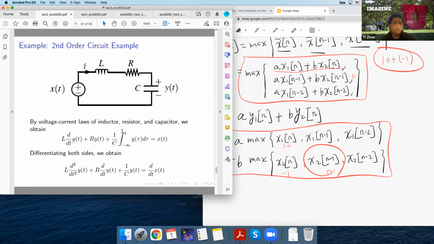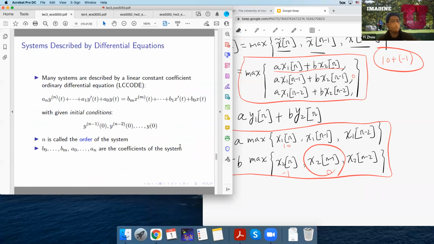And since we are taking the derivative, the integration goes away. It becomes y(t). It's the derivative of this integration with regard to t, it's just y(t). Okay, and then this x(t) becomes a derivative. And you can see that by taking the derivative, this falls into a standard LCC-ODE system, right? A very standard LCC-ODE system.